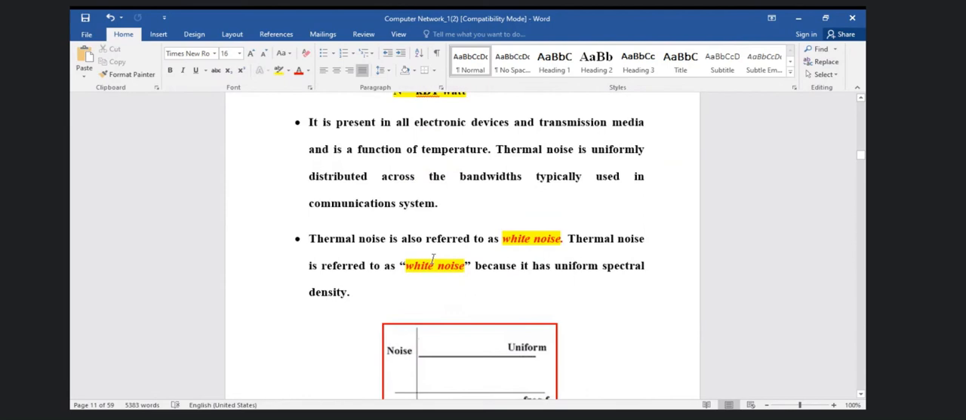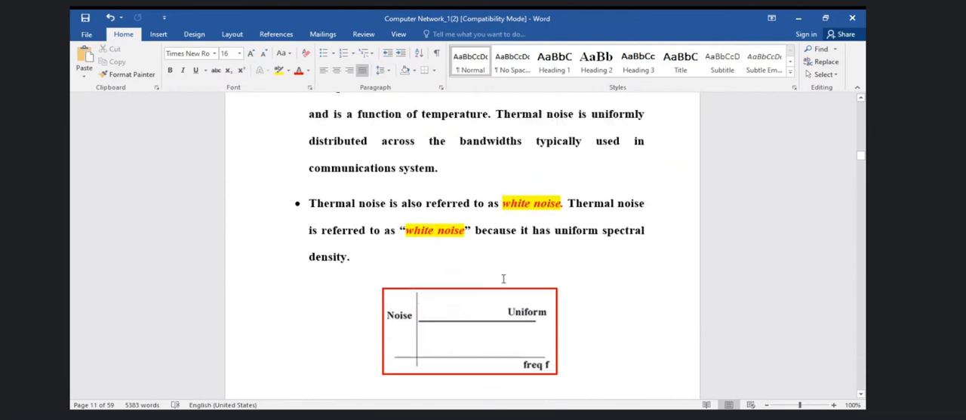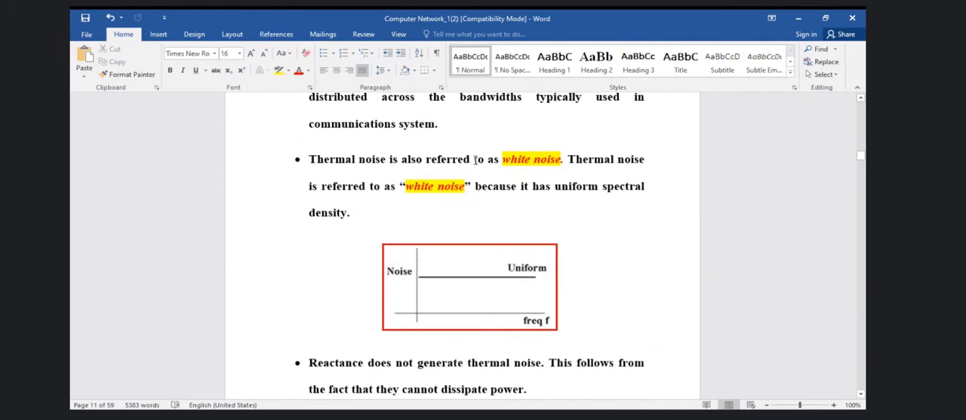Besides that, we have white noise also, before coming to shot noise. If we plot the frequency spectrum of white noise, we see that this noise has a value over the entire frequency spectrum of the signal. So it is very difficult to eliminate white noise, but we can minimize it.